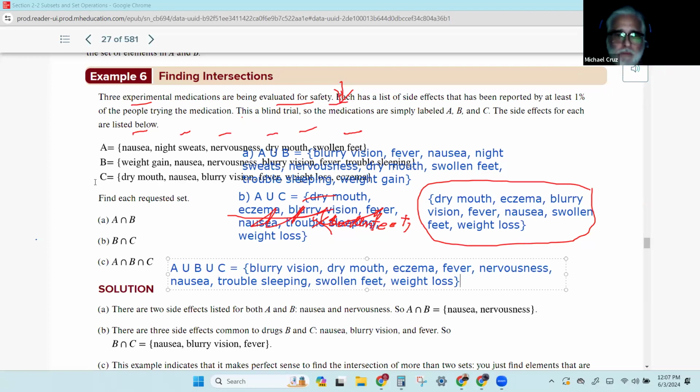So it's all of them. So blurry vision, fever, trouble sleeping, weight gain, nausea, dry mouth, nausea, blurry vision, fever, weight loss, and eczema, nausea, night sweats, nervousness, dry mouth, and swollen feet. So all of them are in here, contained in 2-1. And that's what the union is.